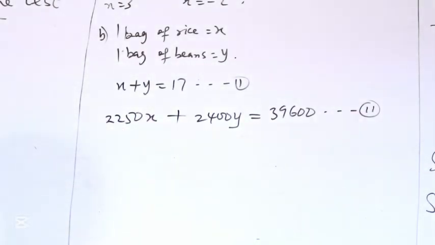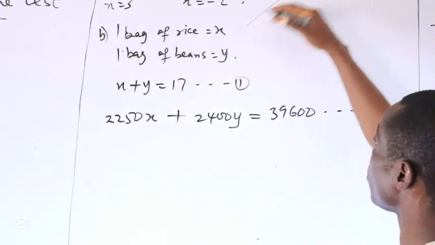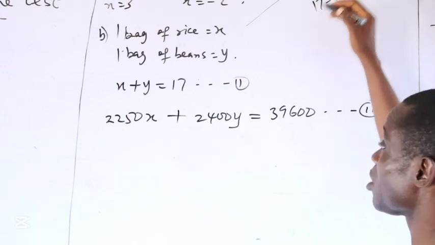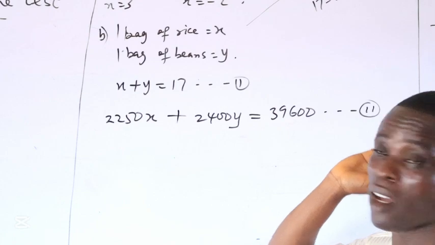It will give us our ordinary solution. Or if I want to express it in such a way that I can get some ordinary solution, I can still use quadratic. What I will use is this: if one bag of rice is x, one bag of beans will be 17 minus x, which is the same thing as this. Are you there now?